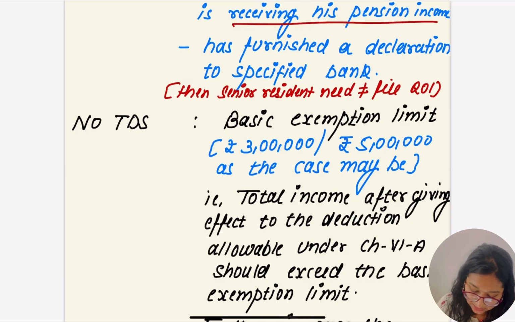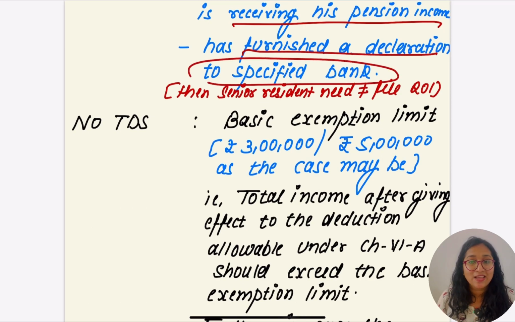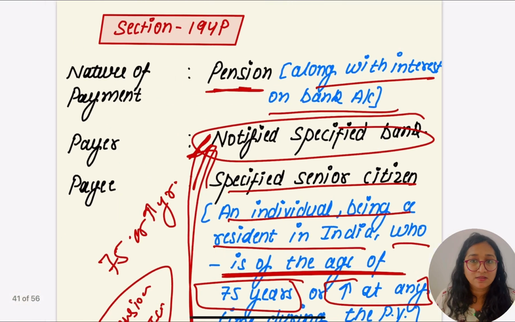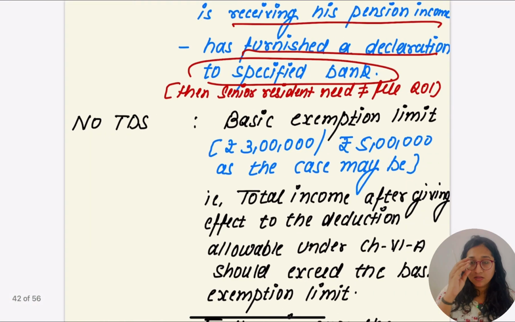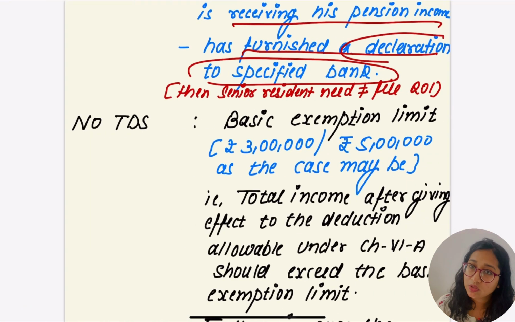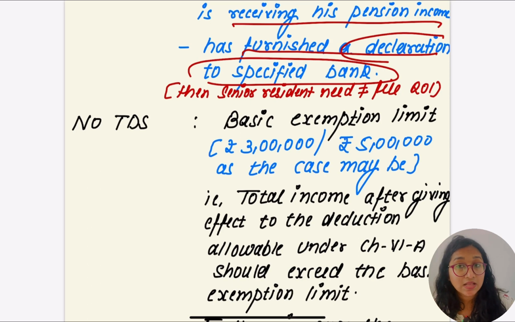The third says that the senior citizen has furnished a declaration to the specified bank. If three things happen, first, the senior citizen is 75 years or more. Second, he has only two incomes, pension income and interest income from that specified bank only. Third, he has furnished a declaration to the specified bank. In that case, that senior citizen need not file the return of income.